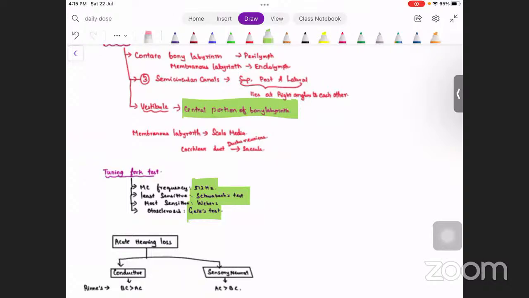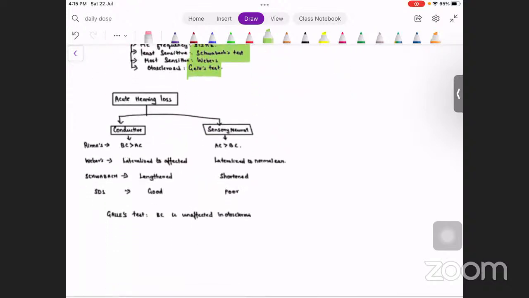Okay. And speaking about that, you have two types of hearing loss: conductive hearing loss and sensorineural hearing loss. So what is the difference between conductive hearing loss and SNHL, sensorineural hearing loss, by comparing with the tests? Tests in ENT are pretty important, especially Rinne's test. For conductive hearing loss, bone conduction will be more than air conduction in Rinne's test. And in sensorineural hearing loss, air conduction will be more than bone conduction.